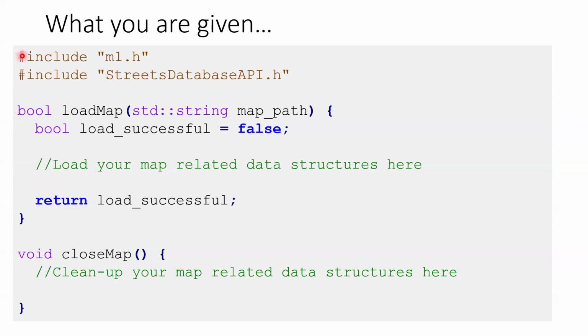In your code, you will have a load map function that's written. And this one is just a skeleton for you to add something into it. And there's the close map. So the load map will be called whenever your map is being loaded, and the close map will be called whenever your map is closing down for memory cleanups. So whatever data you allocate in load map, make sure to clean up after yourself in close map.